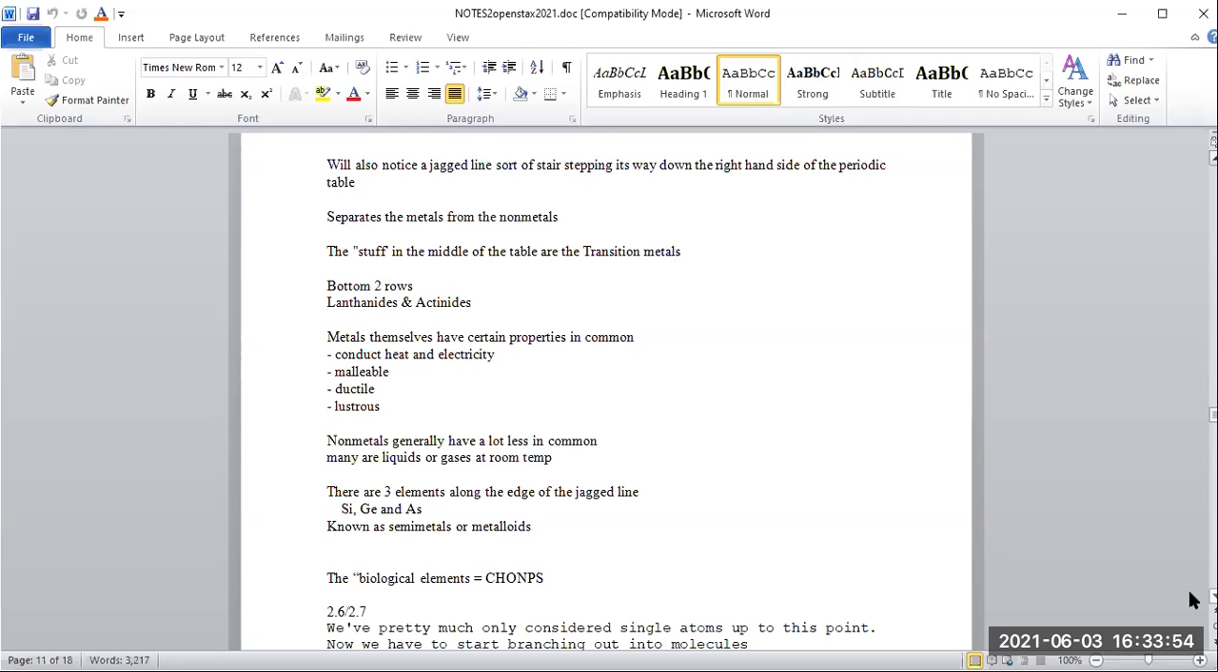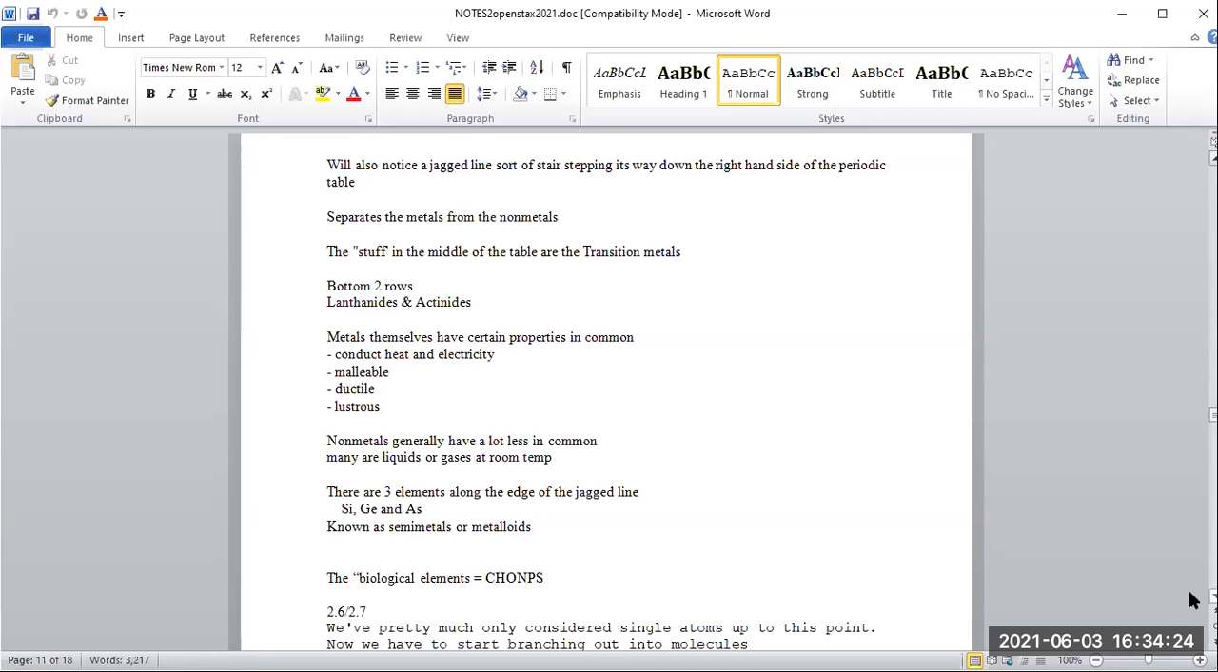They are all malleable. Malleable means able to be flattened. So gold foil, aluminum foil, those are things that actually flatten out into a thin sheet with relative ease. On the other hand, if you tried to do it with something like mercury, you'd be in trouble.